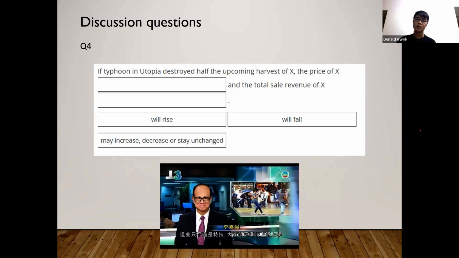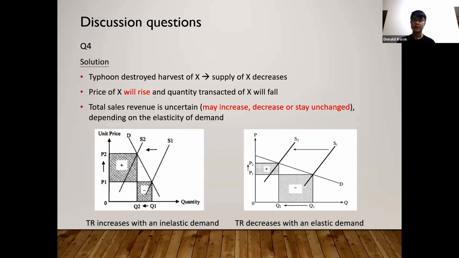All right. So it says that if a typhoon in Utopia destroys half of the upcoming harvest of good X, how would the price and the total sales revenue of good X change? Okay. So when the typhoon destroys the harvest, then the supply of good X would fall. So this would lead to an increase in price of good X and a decrease in quantity traded of good X. Okay. So this completes the first part of the question.